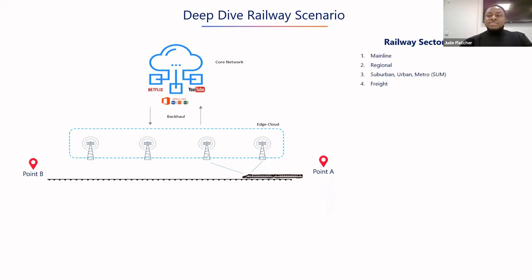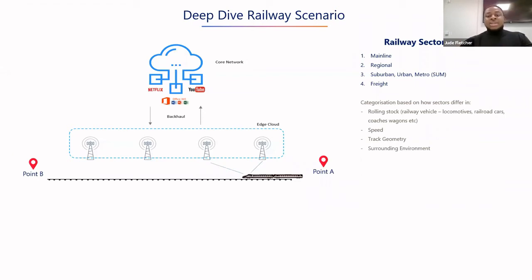The sectors within railway that we are considering are mainline, regional, suburban, urban, metro, and also freight as well. The reason why we categorized the railways within these sectors is because these sectors differ in their rolling stock.